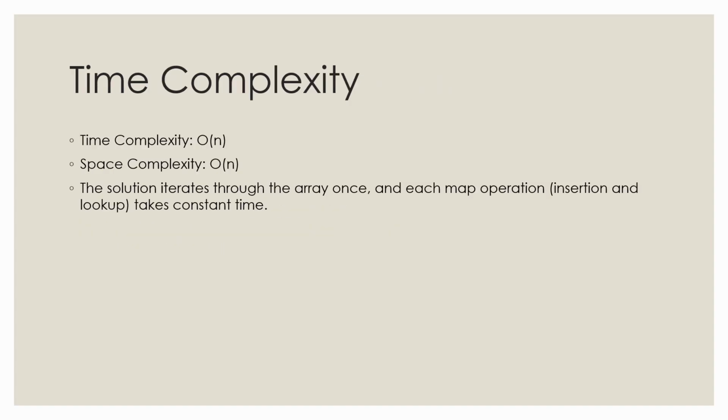Now let's look at the time and space complexity of this approach. The time complexity is big O of n, where n is the number of elements in the array. This is because we are iterating through the array once, and each map operation, insertion and lookup, takes constant time on average. The space complexity is big O of n, which accounts for the space used by the hash map to store the frequencies of prefix sums.